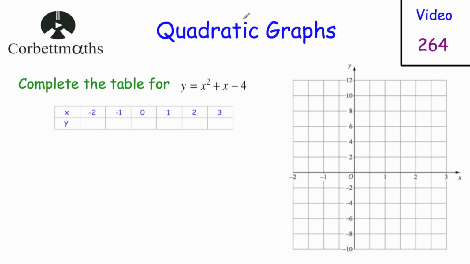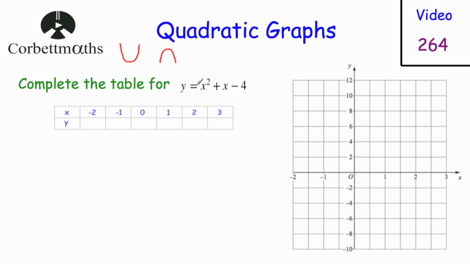Okay, let's have a look at our next topic, and our next topic is quadratic graphs, and that's video 264 on Corbettmaths. So what we're going to do is we're going to draw this quadratic graph. And whenever we draw quadratic graphs, what you'll find is instead of being straight lines, they'll either be this U-shape or a parabola, like so, this U-shaped parabola, or they could be an N-shaped parabola, like so. And so whenever you draw a quadratic graph, it will either have this U-shape or this N-shape.